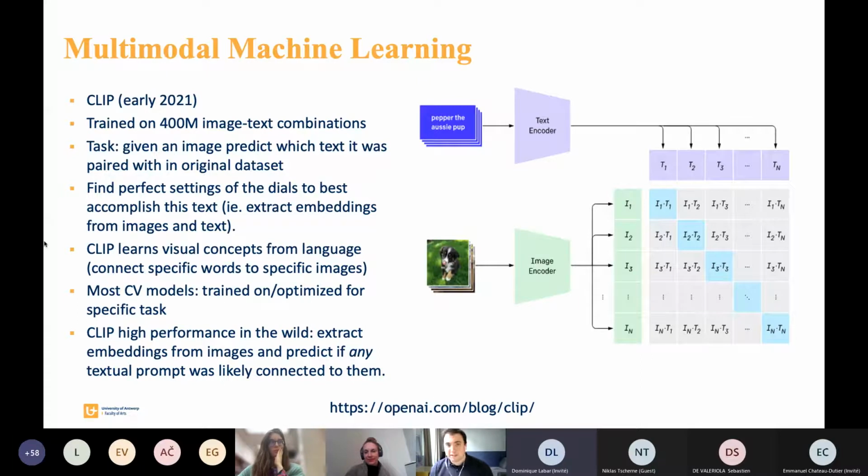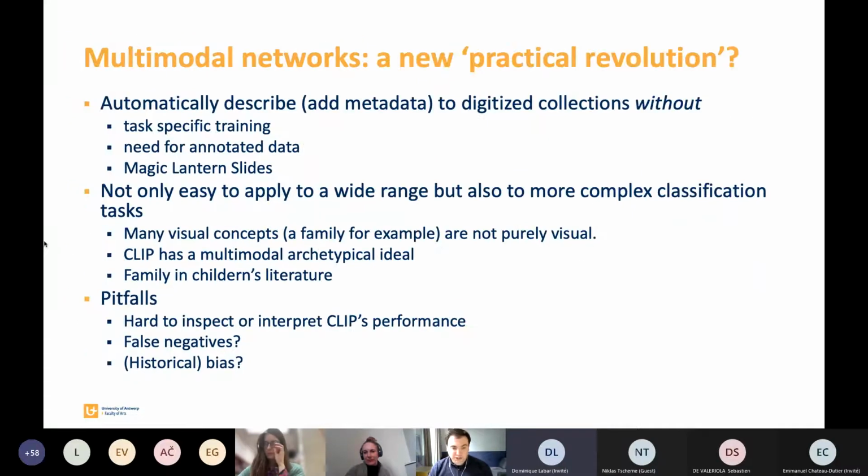Right. So this, I think, could be a huge step forward, or in fact, a new practical revolution for digital heritage collections and also for research, right? Because we can use CLIP and similar multimodal networks, which are surely now being developed, to automatically describe or add metadata to digitized collections without, and this is very important, task-specific training. We don't have to annotate any data, and both of these things are very time-consuming, but also very expensive. That would already be a huge benefit.